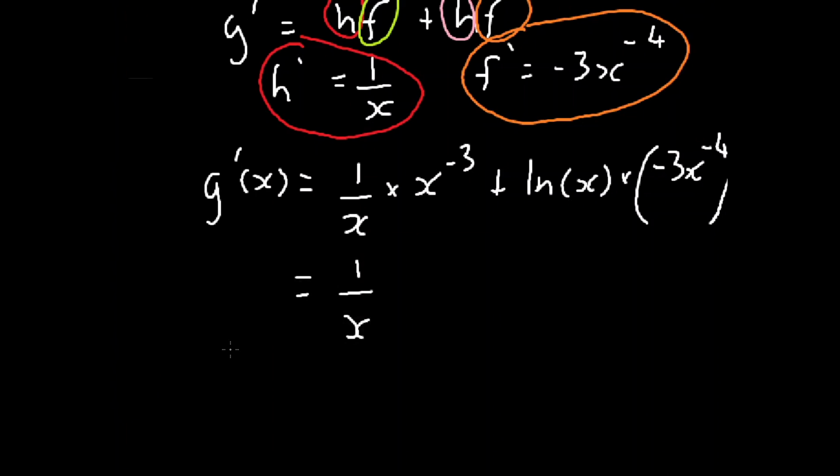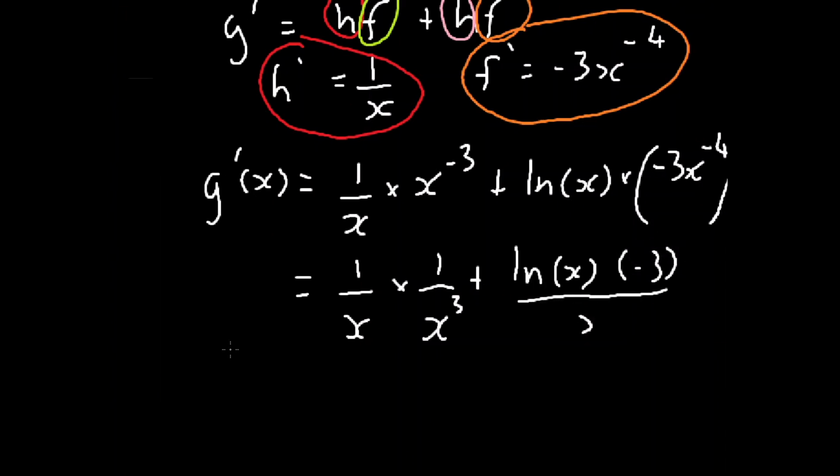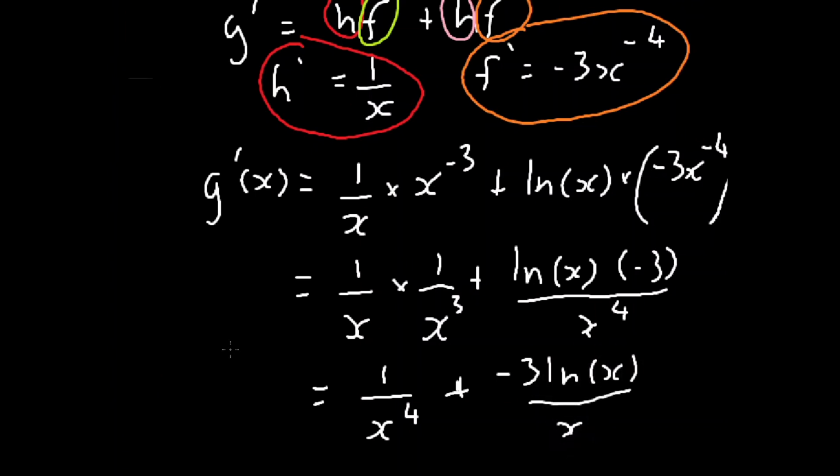Now, that x to the minus 3 we can actually write as 1 over x cubed like this. Likewise, we can leave the minus 3 there, and we can pull down that x to the 4. Okay? So now what happens is we can mash them together. So that becomes 1 over x to the power of 4 plus minus 3 ln x all divided by x to the power of 4. Because they have the same common denominator, that means that we can mush them together.